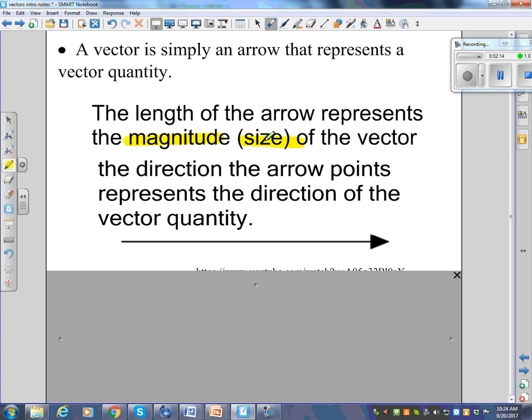Okay? When we were talking about models, a scientific model is something physical that represents something that you can't really see. A vector, an arrow, is a good example of that. It represents something that we can't really see. A force could be a vector, and you can't really see a force, but you can represent it with an arrow.